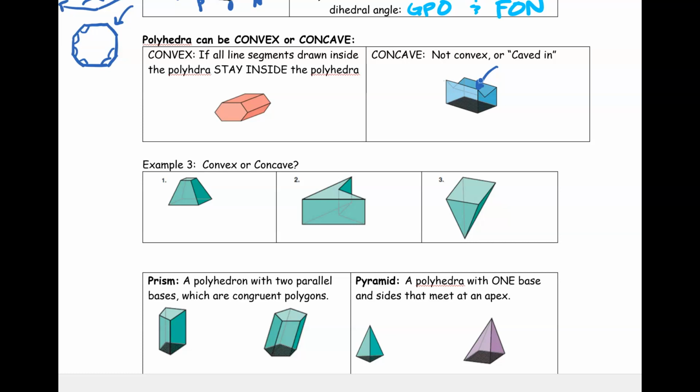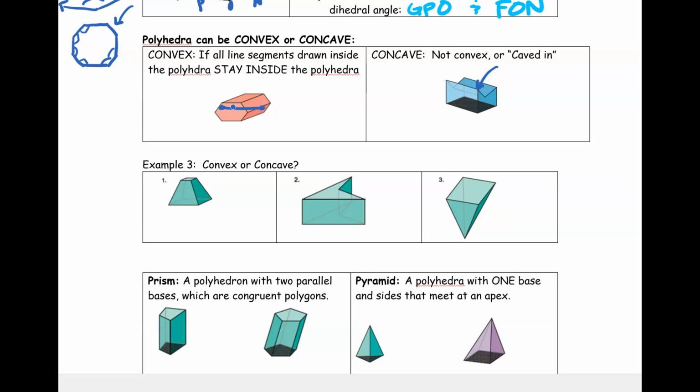That's a hard way to think of it sometimes, though, depending on the shape. So one thing you could do, and we talked about this with 2-dimensional shapes, is think about, it says if all line segments drawn inside the polyhedra stay inside, then it's convex. So imagine a person standing inside this polyhedra, and let's say we've got a person here and a person here, and they held the ends of a string to make a line segment.